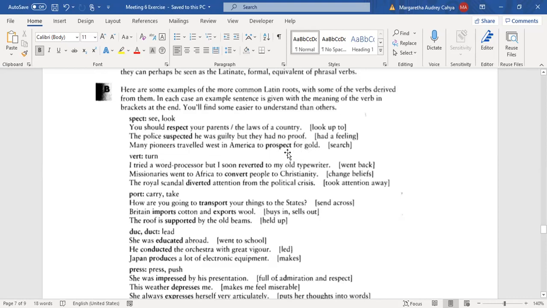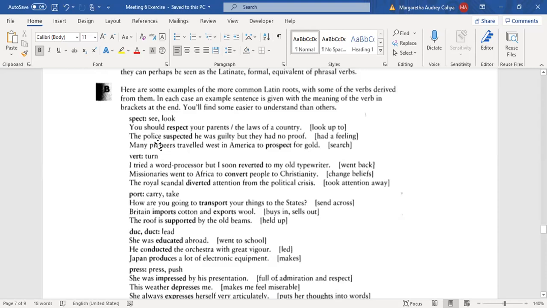Prospect here, it's a search. That's why it's a search. Prospect for gold. Jadinya itu untuk mencari emas ya. But it also has a different meaning. Like I think he has a good prospect. Jadinya sepertinya dia mempunyai prospek yang bagus. Begitu. Jadinya mempunyai sesuatu masa depan yang bagus begitu. Prospeknya bagus. It could be like that too.